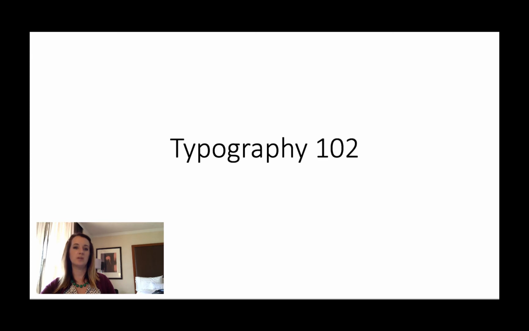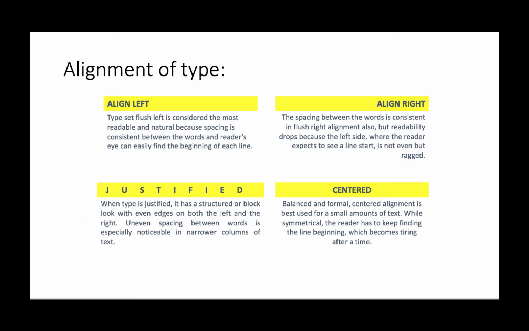So Typography 102. When we talk about alignment as far as design, we also have to think about alignment of text. There are 4 different types of alignment of text. The first is align left. The next is align right. Then we have center. And then we have the rarely used justified. Type jokes. Align left is when we set the type flush left, so it aligns with the left-hand margin. When we do this, the type is the most readable and natural because we read from left to right.